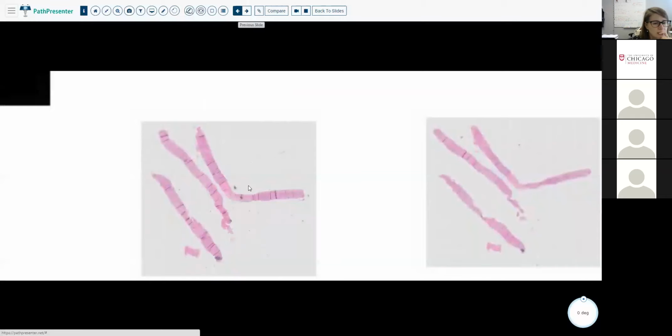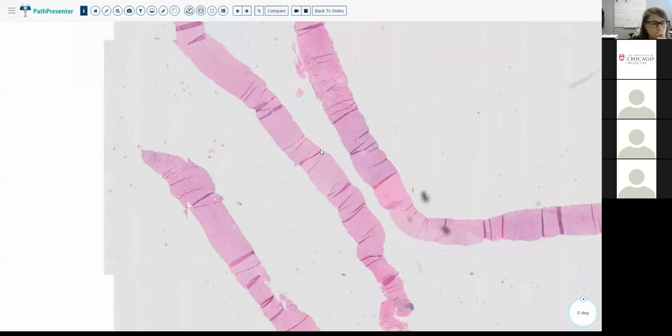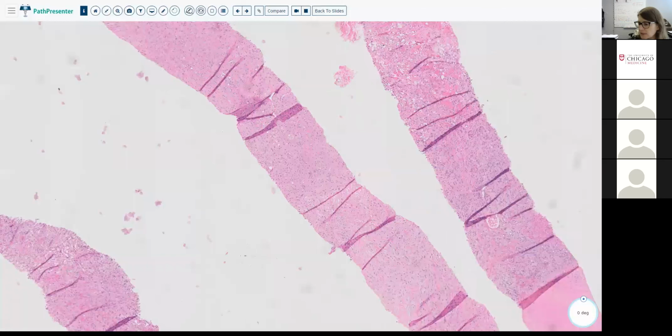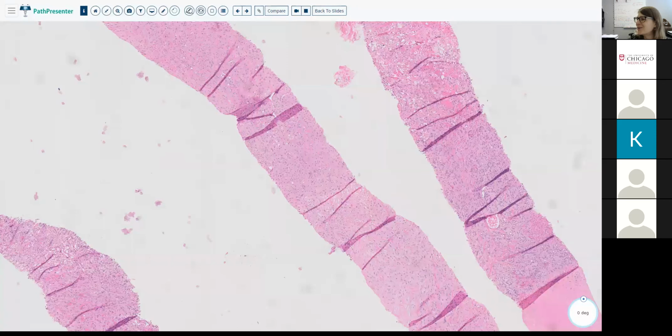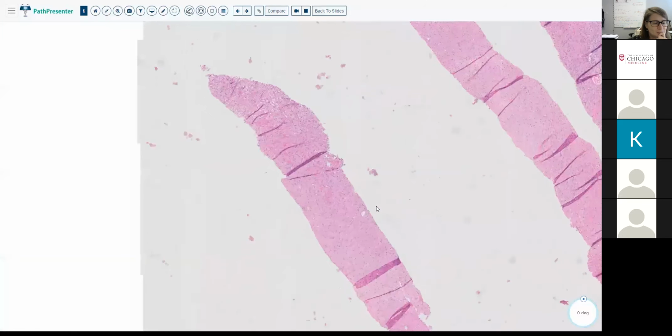All right, next one. So whoever of you guys last time asked for core biopsies? Maybe it was Kyle. Maybe it was Luke. Who wants to volunteer to discuss this core biopsy? I can discuss it, that's okay.